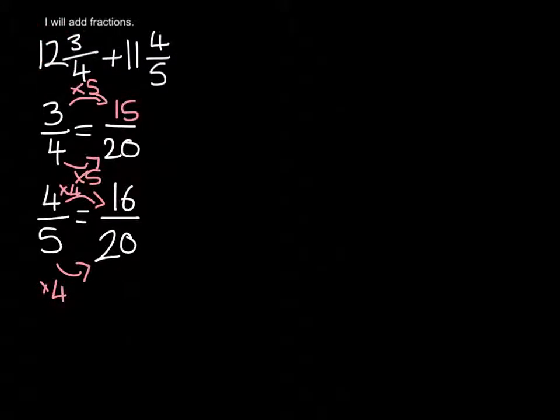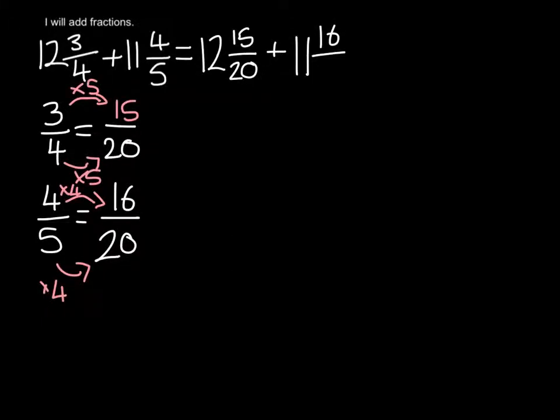12 3/4 add 11 4/5 is equivalent to 12 and 15 20ths add 11 and 16 20ths. So the next thing to do is to deal with my whole numbers. 12 add 11 is 23. And then I need to look at the 15 20ths and the 16 20ths. So that's 23 add 31 20ths.